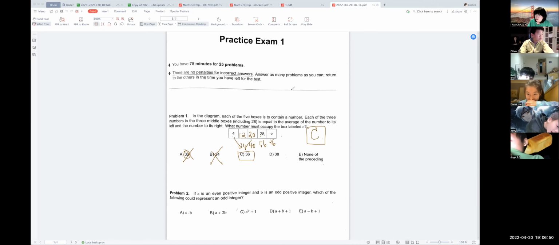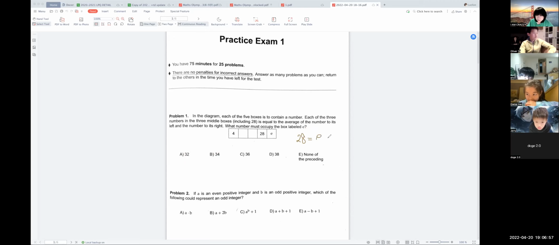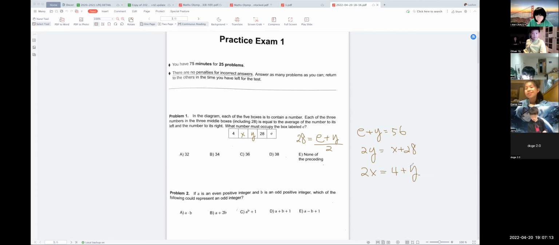Understand? Okay, so this question, without the answer choices, is going to be hard because we need to use variables X and Y. So E plus Y divided by 2, so E plus Y equals 56. And 2Y equals X plus 28. And 2X equals 4 plus Y. We have 3 equations. Of course, we can do it. We still can do it, okay?